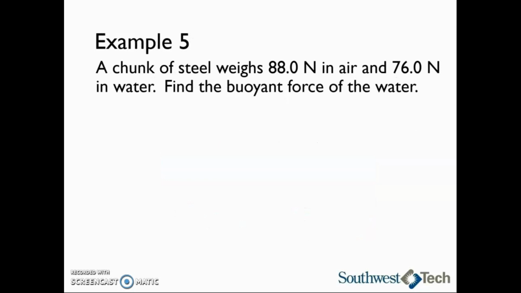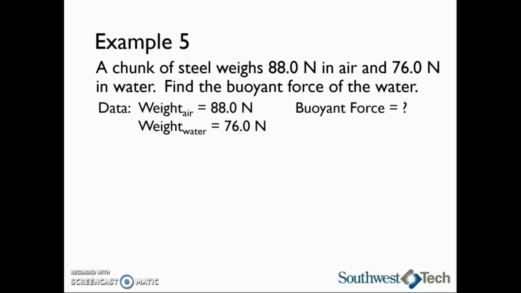Let's take a look at a couple of examples relating to buoyant force. A chunk of steel weighs 88.0 newtons in air and 76.0 newtons in water. Find the buoyant force of the water. First, let's write down the data we were given. We know the weight in air is 88.0 newtons. The weight in water is 76.0 newtons, and we are trying to find the buoyant force.